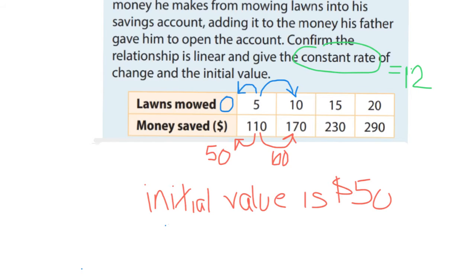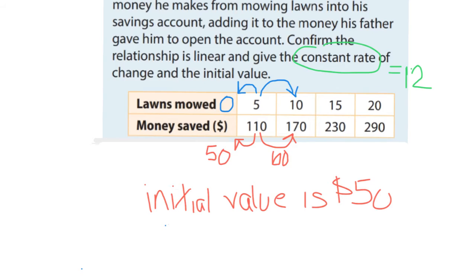But what do these numbers mean? What does the rate of change of 12 mean in this problem? What does the $50 mean in this problem? Now keep in mind that the rate of change came from the lawns mowed. So I used the lawns mowed to find the rate of change, and I was dividing by the money saved. So how is the lawns mowed affecting the 12? What happens is every lawn Greg mows, he makes $12.